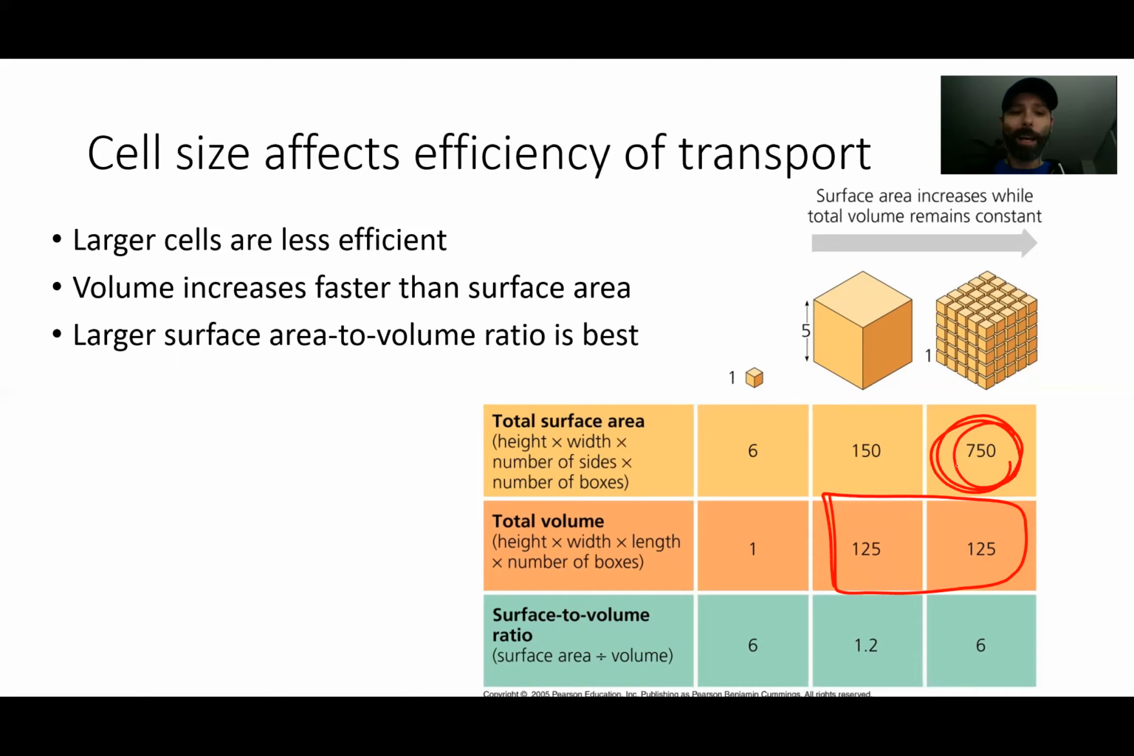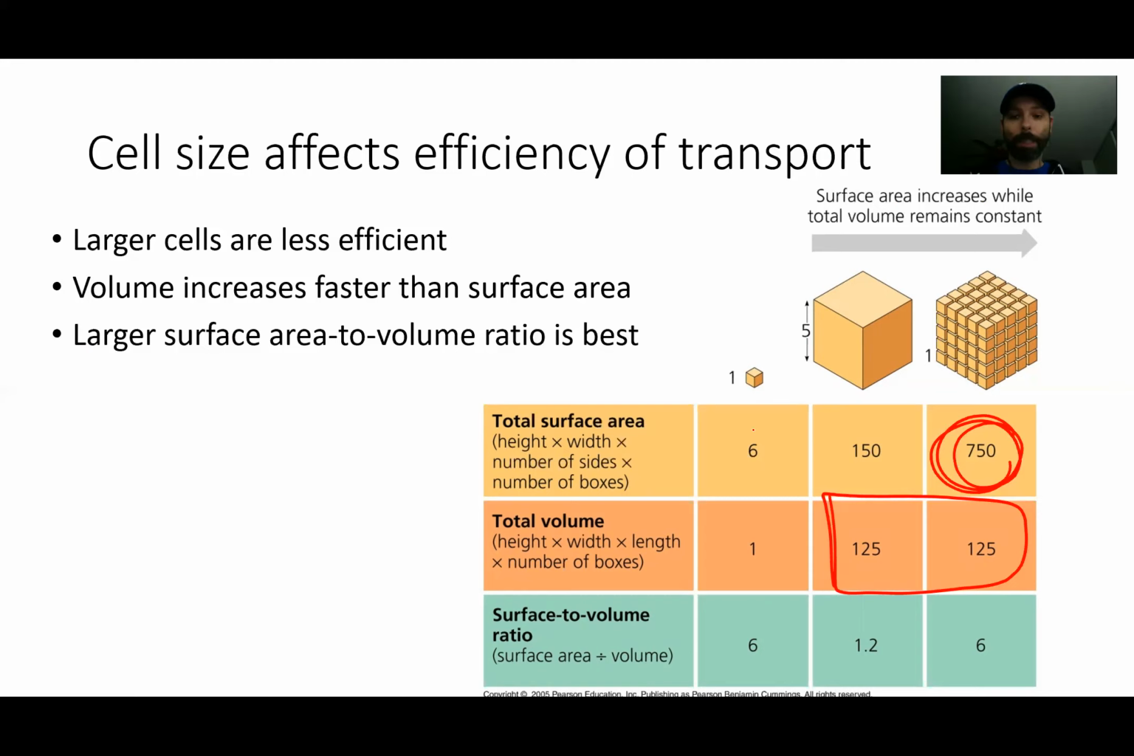Sorry about that. And so what we want to get is a lot of surface area. We want surface area because that's where we're going to have most of our proteins, and this is where we're going to get a lot of the work done. But the way to get more surface area is not to make the cell bigger. Of course, making the cell bigger does increase the surface area.